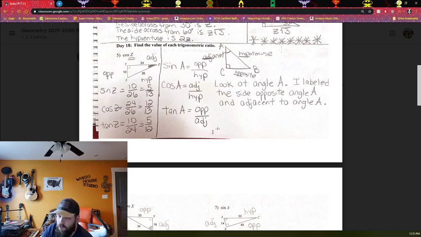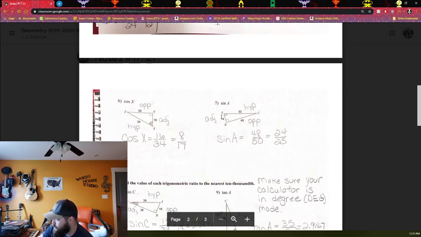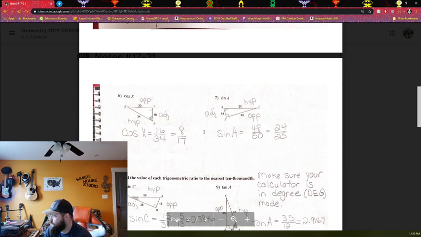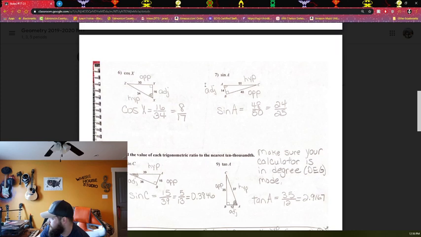Okay, so all we're doing is looking at this, taking what information is given to us. We're trying to find something of angle Z. It gives us all three sides, and we're just plugging numbers in. Okay. Now on this one, let's see. All of these are the same because all of the sides are given to us.